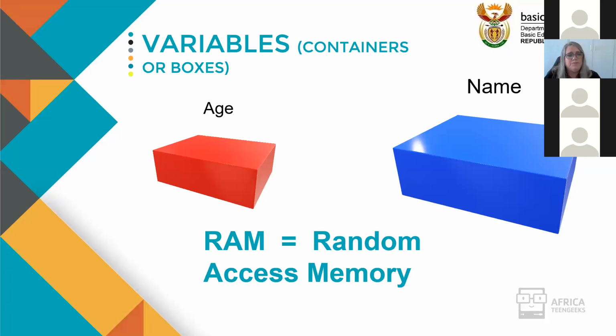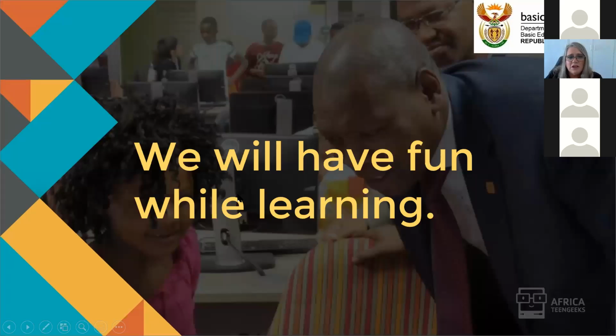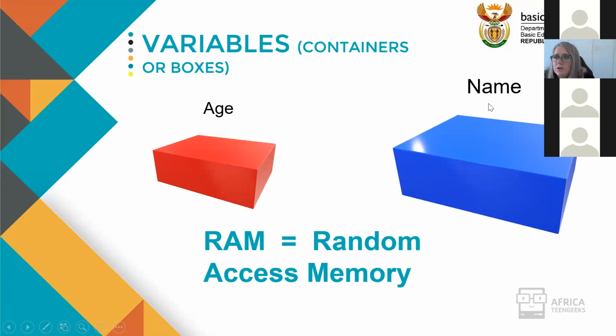So here's an example of boxes. We have a box for age and a box for name. We always name our variables. As you can see, we named that one age. It's a different color to the box named name. This box is named name. I should have said full name or first name or surname, but never mind. Name is different to age.